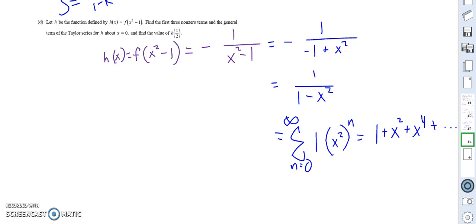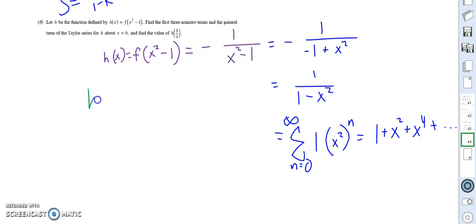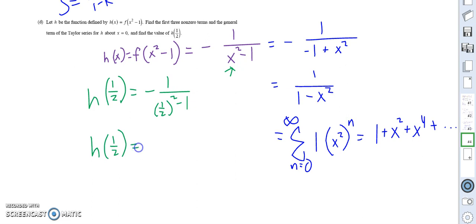Now I need to find the value of h of 1/2. That's not even calculus, is it? Unless I'm missing something, which I often do, h of 1/2 is going to be negative 1 over, I'm just plugging into this, negative 1 over 1/2 squared minus 1. So h of 1/2 is negative 1 over 1/4 minus 1, negative 1 over negative 3/4. I got 4/3.